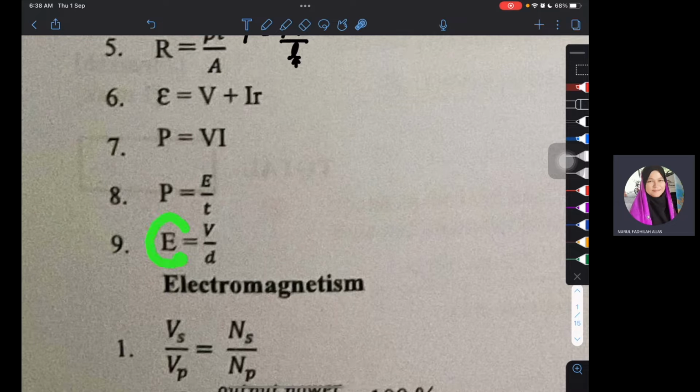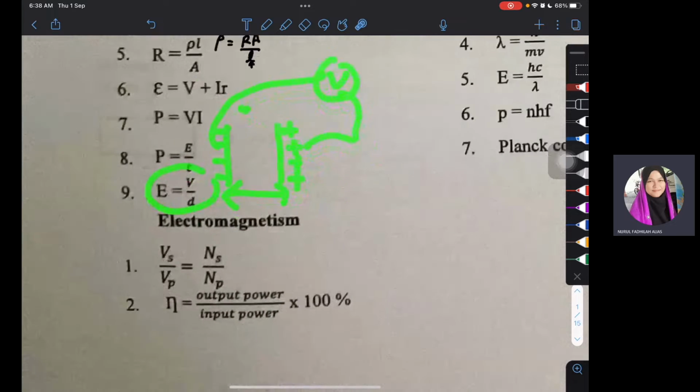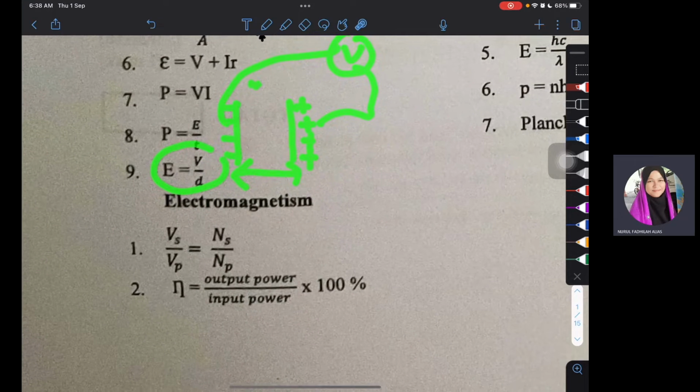What is this? This is the strength of the electric field, so it's the voltage over distance. This is for this kind of question: you have plates, a negative plate and a positive plate, and you know the distance between the two plates, and then you are given the voltage. So you can use this formula to find the strength of the electric field.